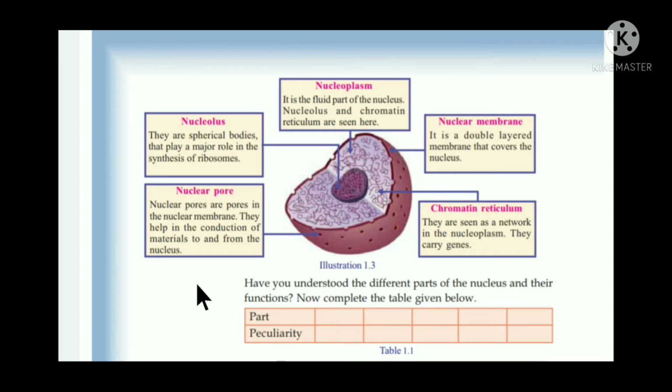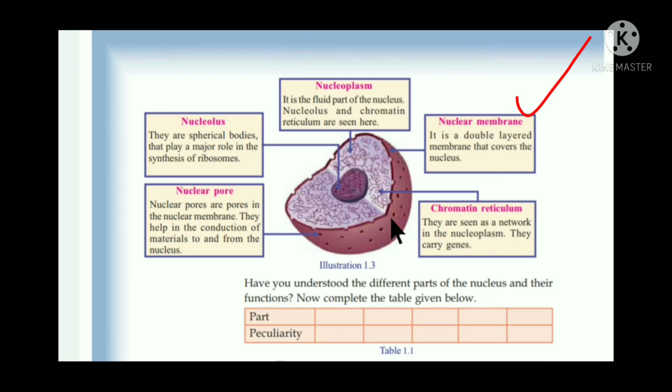Let's look. We can start from the outside of the nucleus. Okay, so which is the outer covering of the nucleus? Nuclear membrane. So we can write this part here, nuclear membrane. Then, what's the function of nuclear membrane? It is a double-layered membrane that covers the nucleus. Okay, so what will you write here? Double-layered membrane covering nucleus.